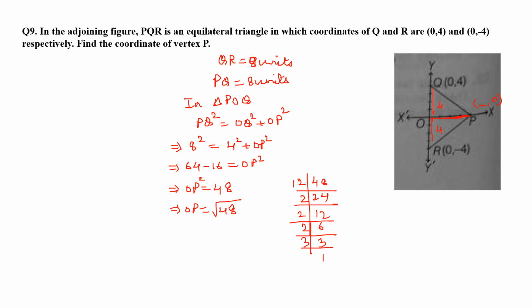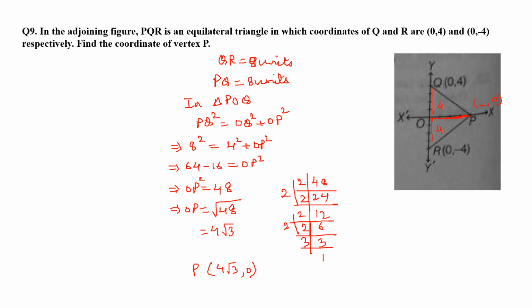Now make a pair. So I can take 2 and 2 from here. So 2 into 2, 4, 4 root 3. So the measure of OP is 4 root 3. So the coordinate of P will be 4 root 3 comma 0. Okay. So similar question I have done just now, isn't it? So just you have to use the concept of right angle triangle, which is Pythagoras theorem, and you have to solve these type of questions.